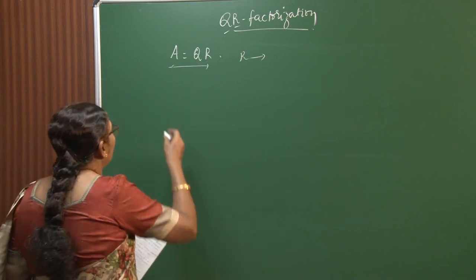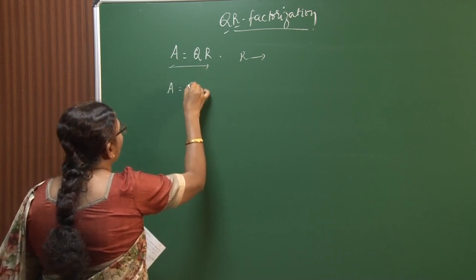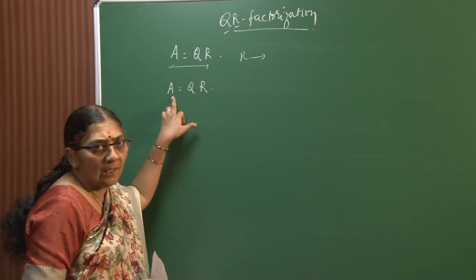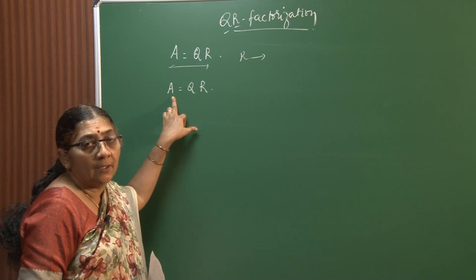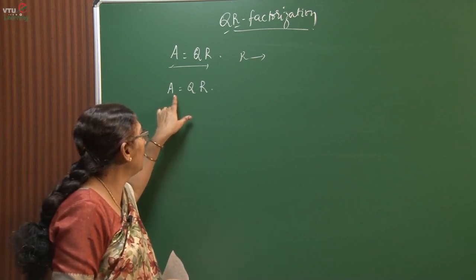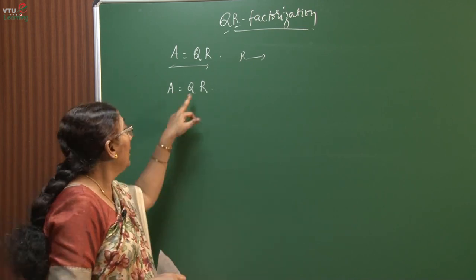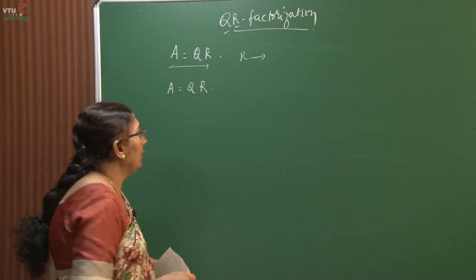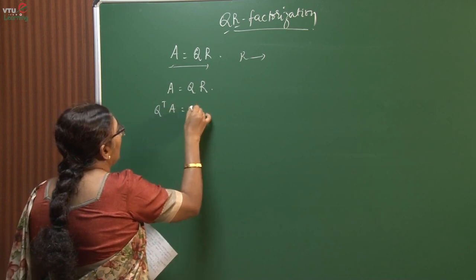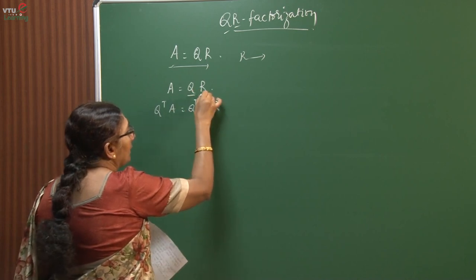Now, A is equal to Q into R. Already I told how to find Q. Q we get directly from A. We find the normalized vectors of the columns of A. You know how to find that, I explained in the previous class. But how to find R? Here what we are going to do is take Q transpose on both sides: Q transpose into Q into R. Q is a matrix, R is a matrix.